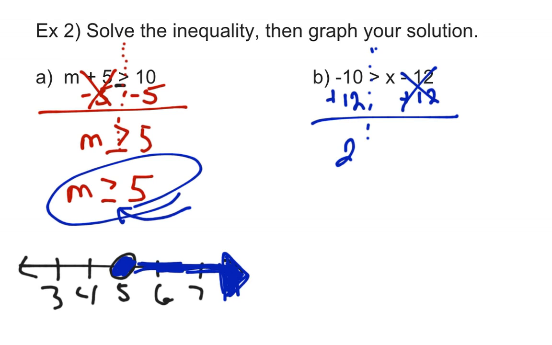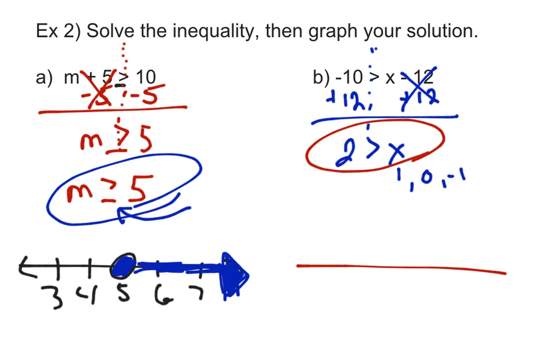And since there are more of the positives, I end up with a positive 2. 2 is greater than x. Okay? So if 2 is greater than x, okay, we got to kind of think about this. If 2 is bigger than whatever x is, that means x are the numbers that are smaller than 2, like 1. It could be 0. It could be negative 1. Okay? x is anything that is less than 2.